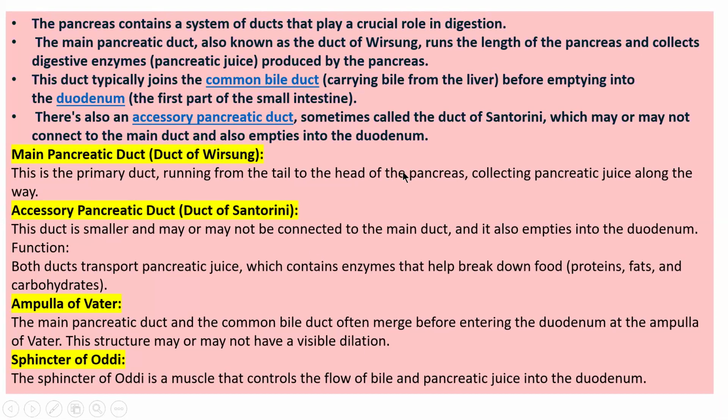So the pancreas plays an important role in digestion. It connects with the common bile duct before emptying into the duodenum. It has an accessory pancreatic duct, which I told you is the duct of Santorini, which may or may not connect to the main duct, and also empties into the duodenum.